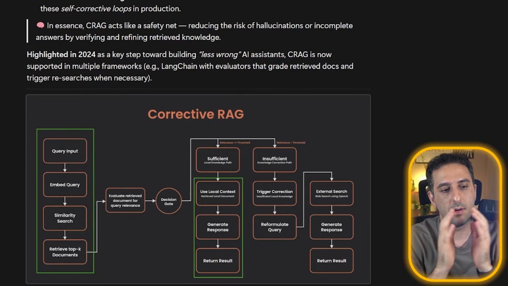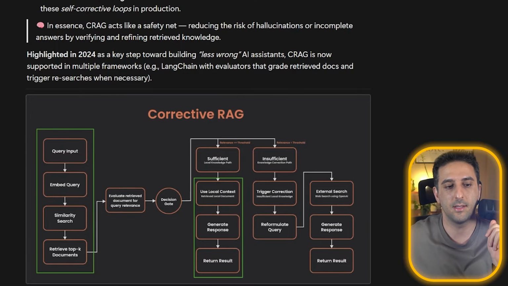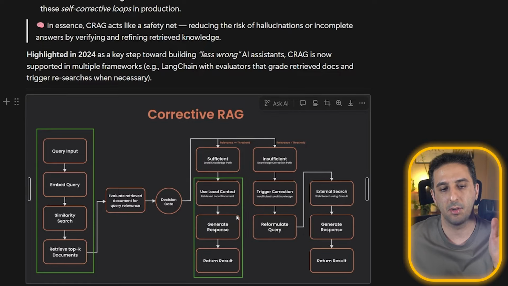As I mentioned before, the sections that are highlighted in green are exactly the same process that we implemented for our standard RAG. So let's go through it and let's see the difference. We have the query input, we vectorize the query, we perform a vector search on our vector database, we retrieve top K documents, then we have an extra large language model compared to our previous methods that performs the evaluation for us. So it evaluates the retrieved documents for query relevance.